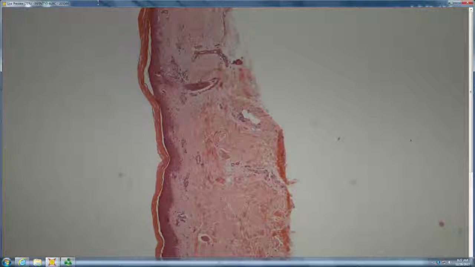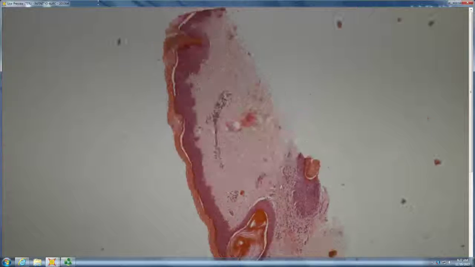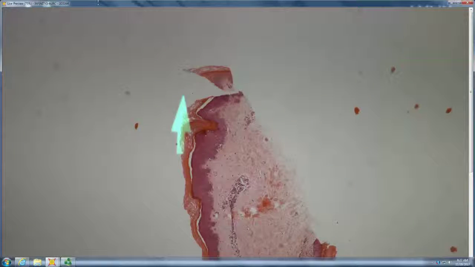So it looks like there's a compact horn. Is that a cornoid lamella right there? It is. Porokeratosis again. Anything good in there? There's one that wasn't in the chapter, but it may be interesting. Okay. So we'll do a few more here.